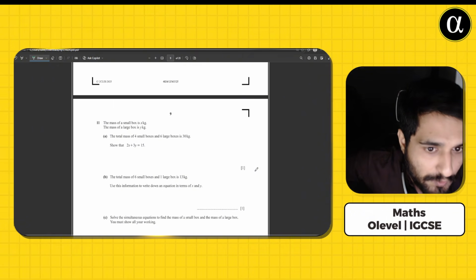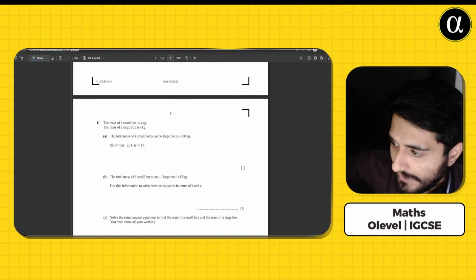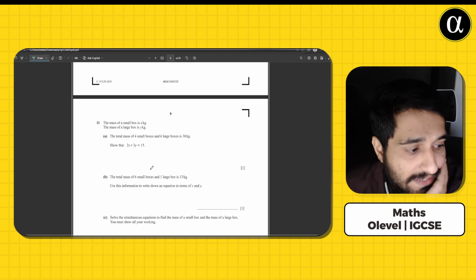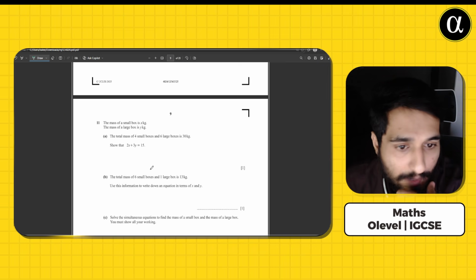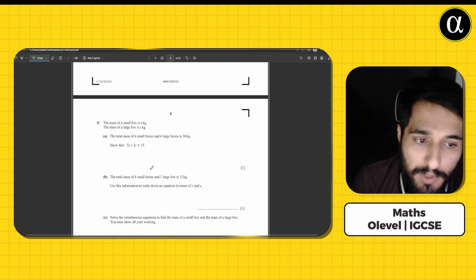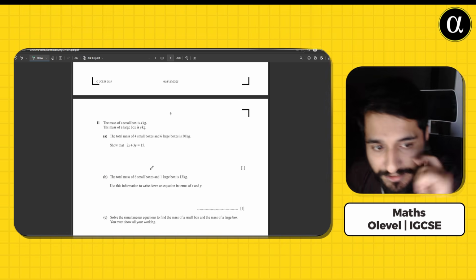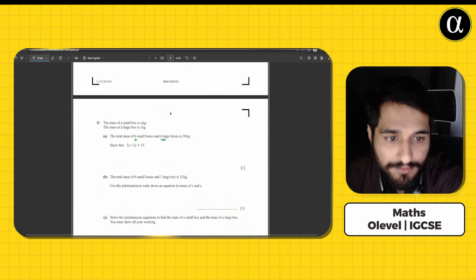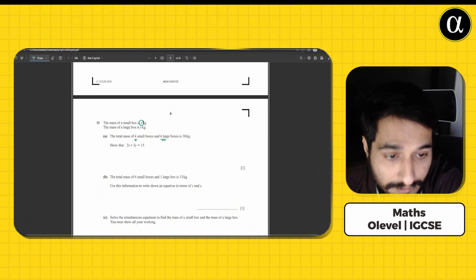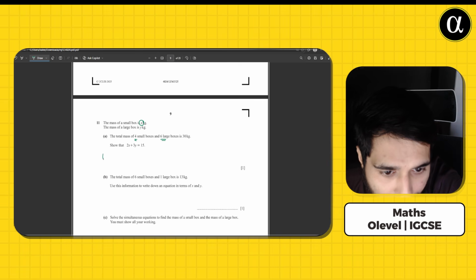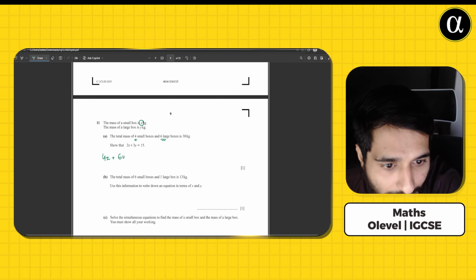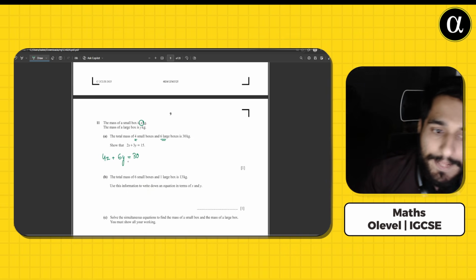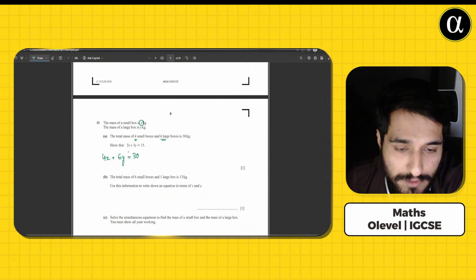Let's move on. Question 11 says that the mass of a small box is x kg, the mass of a large box is y kg, the total mass of 4 small boxes and 6 large boxes is 30 kg. So it's going to be 4 times x plus 6 times y, and this is going to give me a weight equivalent to 30. And then we need to show that this results in this equation.